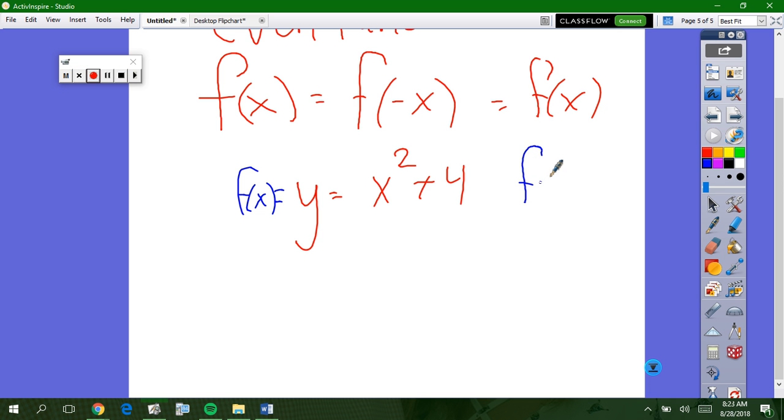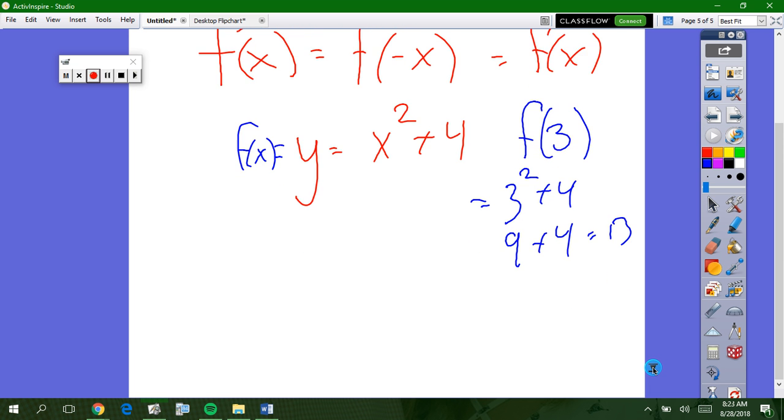What if I wanted you to find f of 3? How would I do that? What does that 3 represent? X, and so therefore in the equation, anytime I see an x, I replace it with a 3. Input, output's a function, correct? You guys agree with that? Remember that? So this would be 3 squared plus 4, which is 9 plus 4, which is 13. Just to remember how to plug it in.